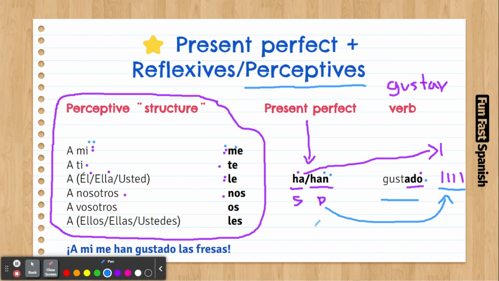Let's have a look at this example here. A mí me han gustado las fresas. As you can see, las fresas here are plural, therefore we are using an. A mí me han gustado las fresas. That will be it. So remember, perceptive structure has to be very clear, and you should be able to understand this and already know it by heart to carry on with the rest. If not, then practice it and learn it and practice it.